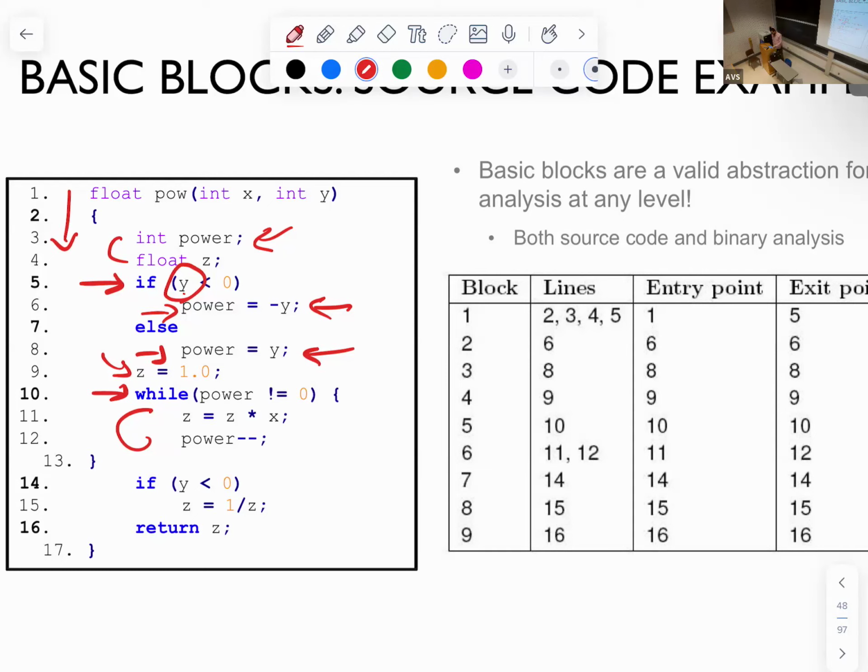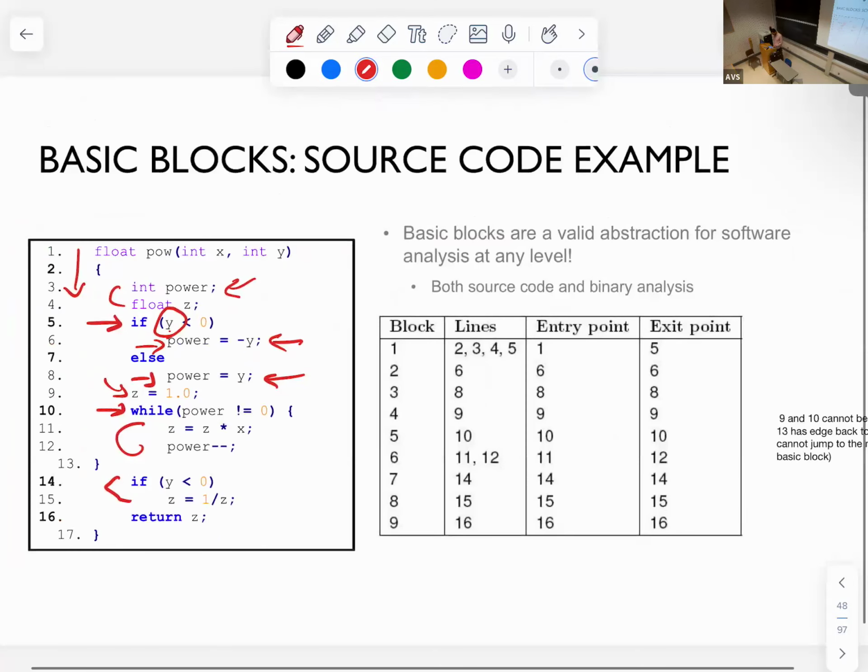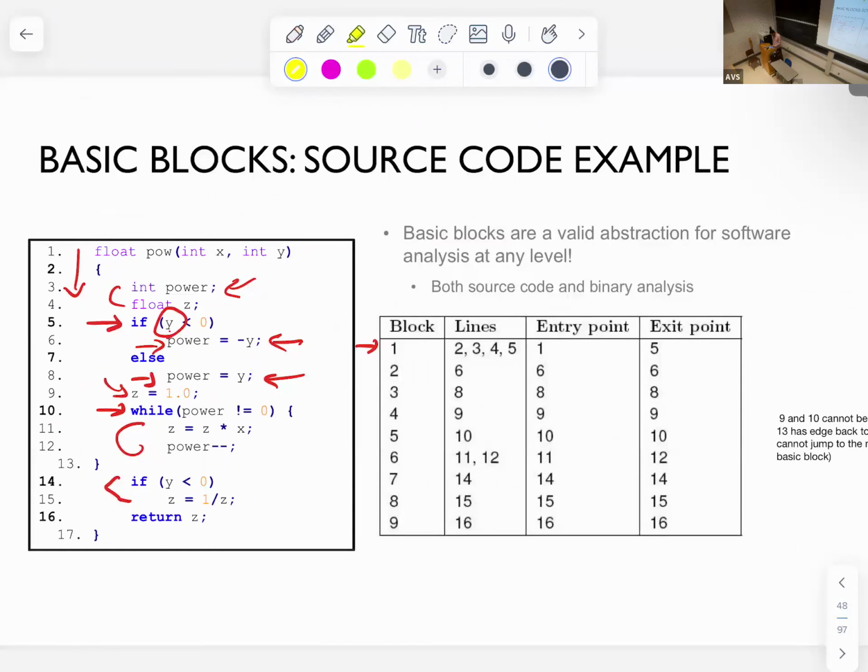And then finally, you have another if statement that if you need to do this, you just divide it, kind of invert it, and then finally you return it. So if you actually think about the blocks, you will see that you have these different basic blocks here. The first basic block that you will see is basic block number 1, and it includes lines 2, 3, 4, and the beginning of 5.